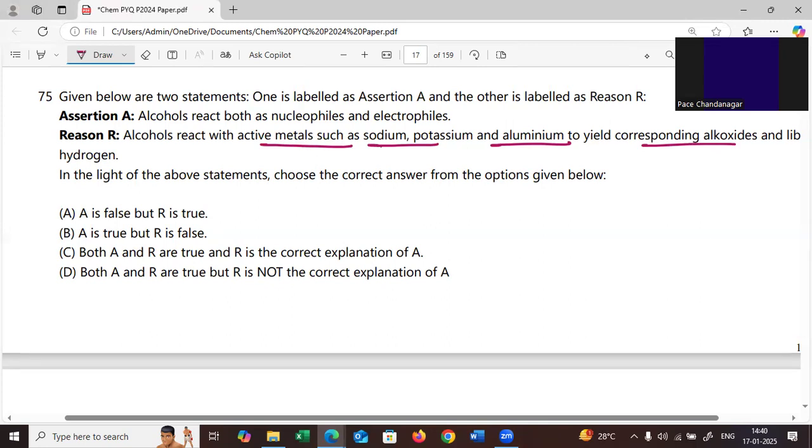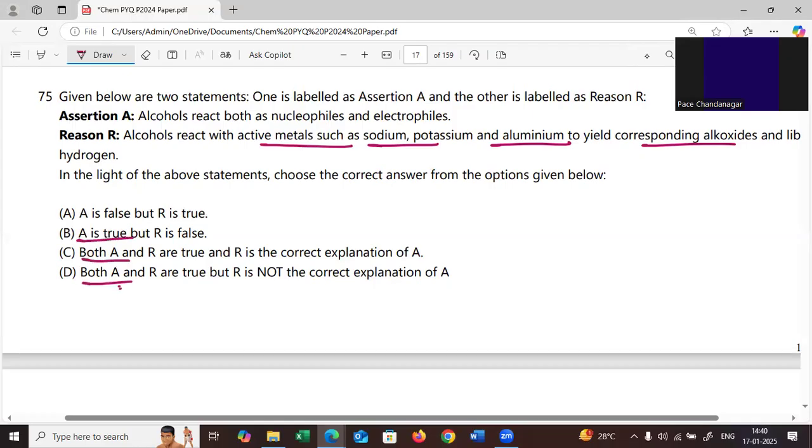Yes, so it is acting as both electrophile and nucleophile, definitely, because as it can donate the lone pair of electrons, it acts as a nucleophile, and it can also act as an electrophile. So A is true, definitely. A is true.